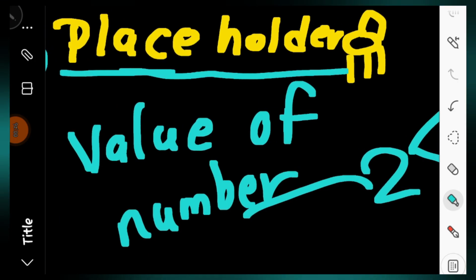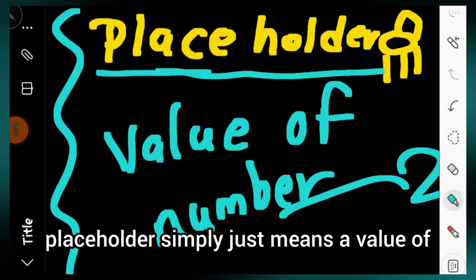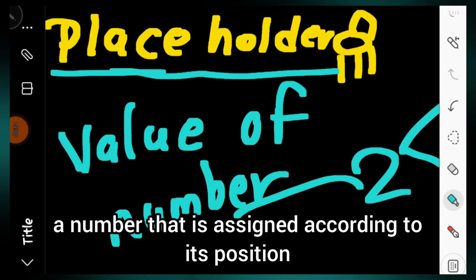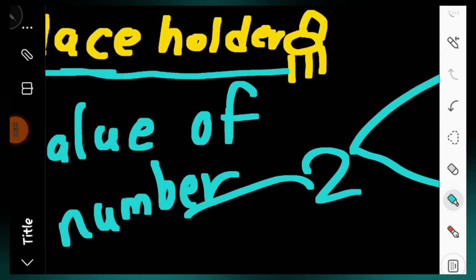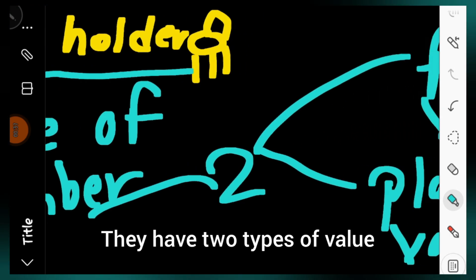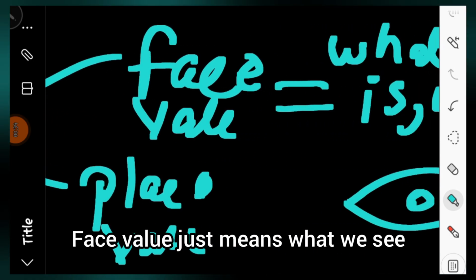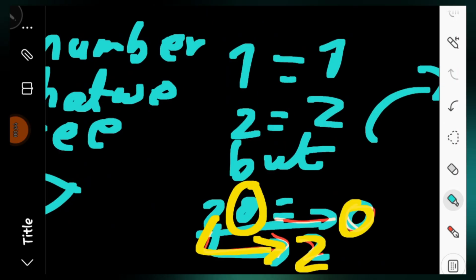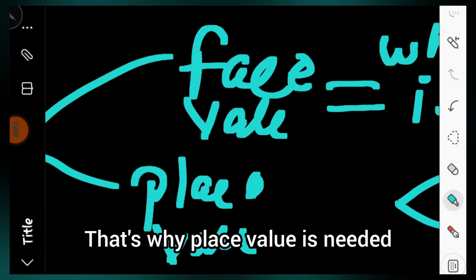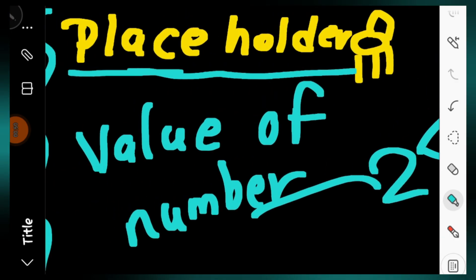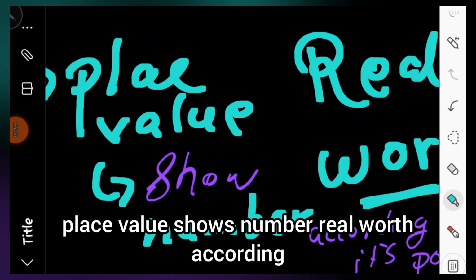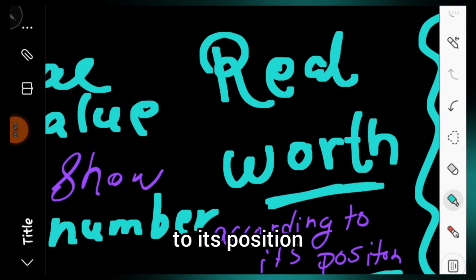So placeholder. Placeholder simply just means a value of a number that is assigned according to its position. So a number actually has two types of value. They are face value and place value. Face value just means what we see. For example, 1 is 1, 2 is 2, but 20 is not 20. 20 is 2 and 0. That's why place value is needed, or generally speaking, placeholder. Here, place value shows a number's real worth according to its position.